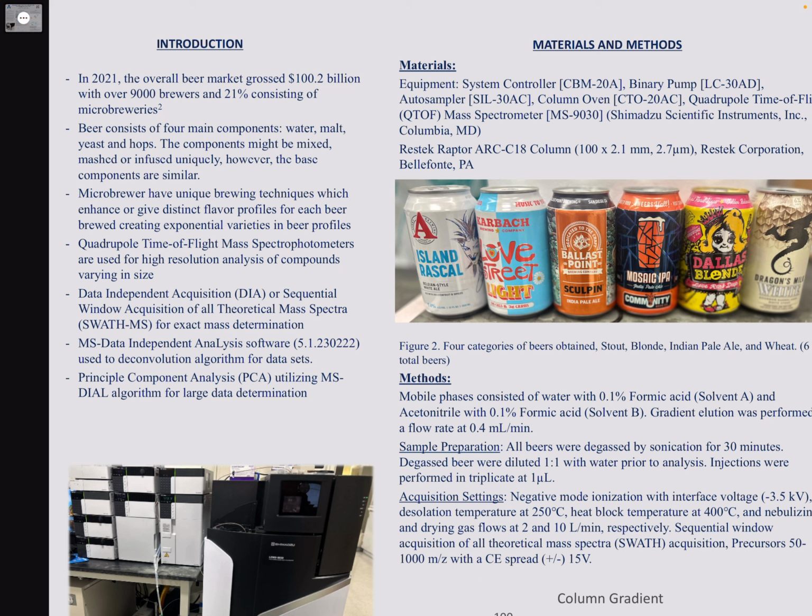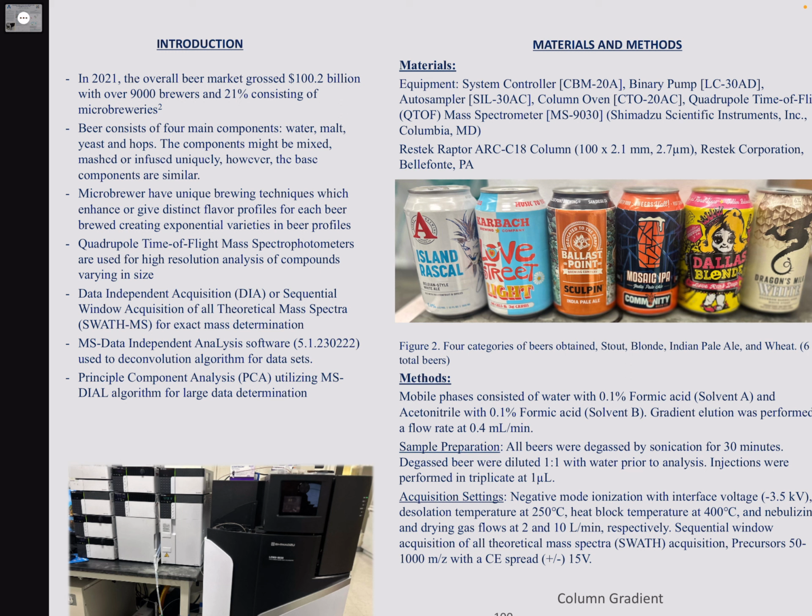According to the Brewers Association, in 2021, there were over $1 billion of gross income from beers, with over 9,000 brewers, and of the 9,000, 21% consisting of microbrewers. Beer consists of four main components. We have water, malt, yeast, and hops. Now, we can mix, mash, and infuse them uniquely. However, the base components remain similar in all cases. And what microbrewers do is enhance or make distinct flavors per beer or per source.